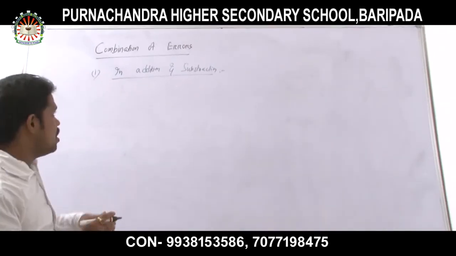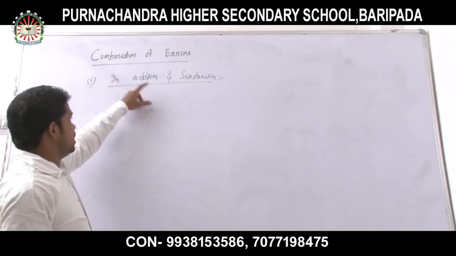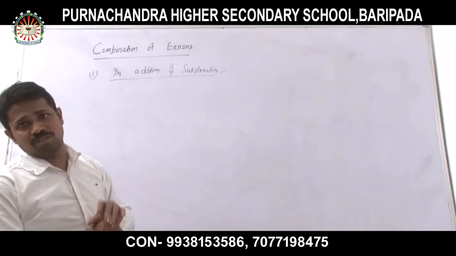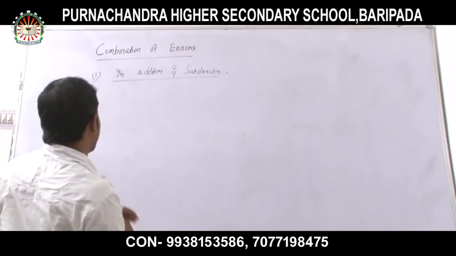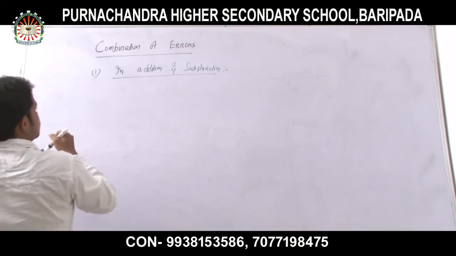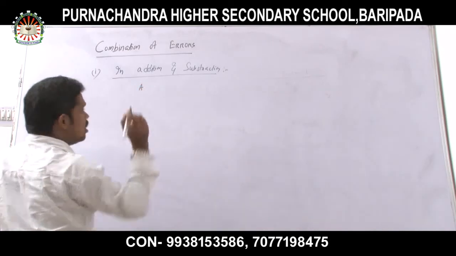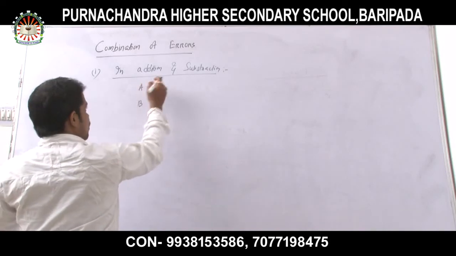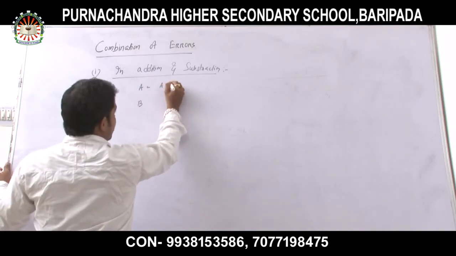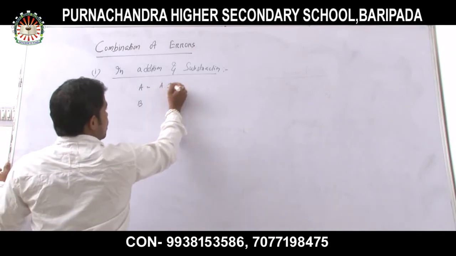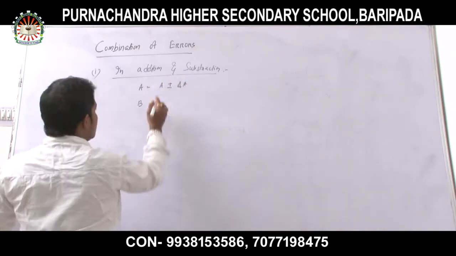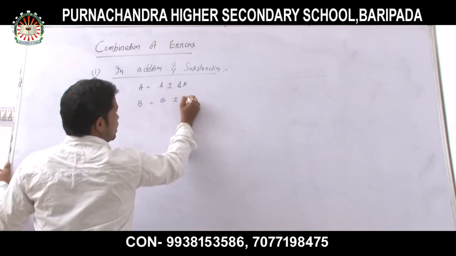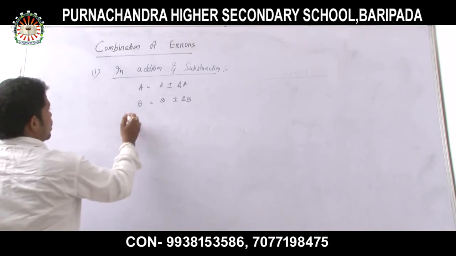Listen very carefully. How can the errors be combined during addition and subtraction of physical quantities? Suppose we have a physical quantity A and a physical quantity B. The physical quantity A can be represented as A plus minus del A. The physical quantity B can be represented as B plus minus del B. Clear, all of you?